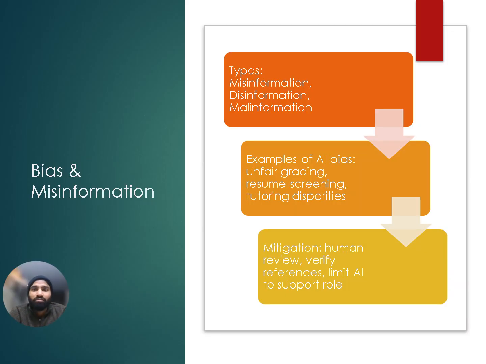Okay, so the bias and misinformation. On this, AI tools can be incredibly helpful, but they can also produce biased, misleading, or incorrect information. That's why GPTC has a specific section dedicated to bias and misinformation.